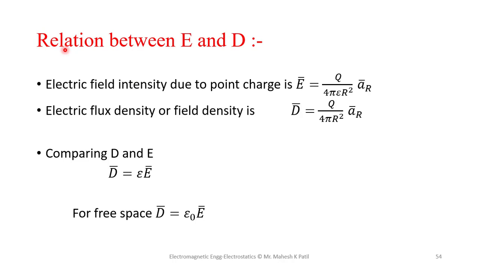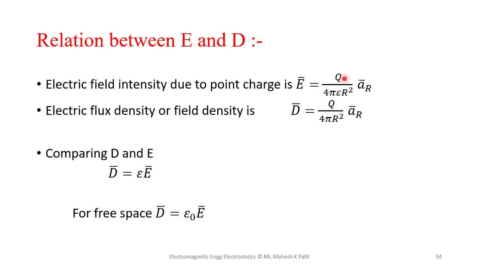Now the relation between electric field intensity and electric flux density, we will see this point now. So electric field intensity due to point charge is given by this equation, which we have already seen: E equal to Q upon 4 pi epsilon r square AR bar. Now we have also seen the electric flux density equation, that is given by D equal to Q upon 4 pi r square AR bar.